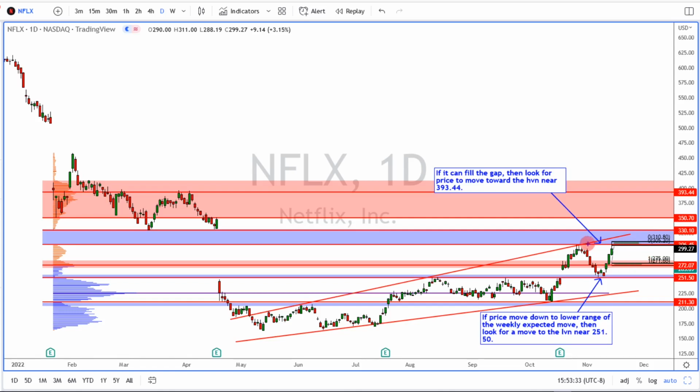So right now, I'm basically looking at Netflix to see would it be able to fill this gap first. Then if it could fill this gap, then look for possible trade location to trade up to this high volume node here up at 393.44. And if the price decides to pull back, then look for this lower range of the weekly expected move, then look for a move down to this LVN here near the 251.50.